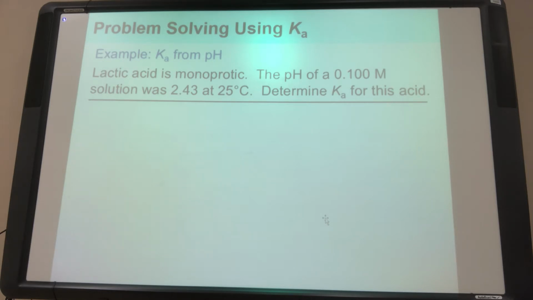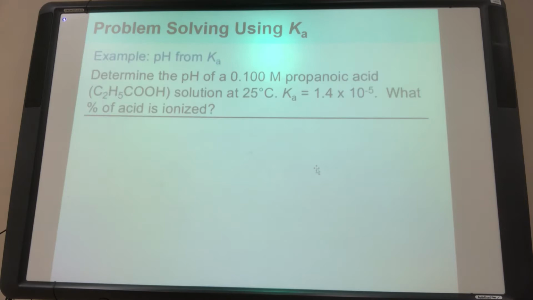All right, now let's do the next problem. So let's read the problem. It says determine the pH of a 0.1 molar propionic acid, C2H5COOH solution at 25 degrees Celsius. The Ka is 1.4 times 10 to the negative 5. And it says what percent of acid is ionized?